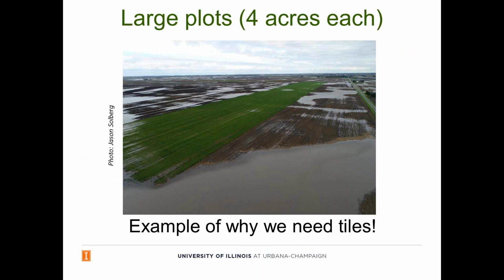So here's an example of the outline of one of our large plots here, because you can see the cereal rye last spring, and this was in April when we got a large rain event, and you can see why this field needs tile drainage. And that was a period of high N loss, and then the field looked like this again in May.